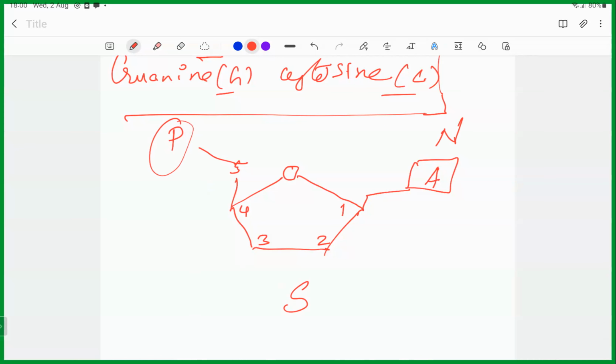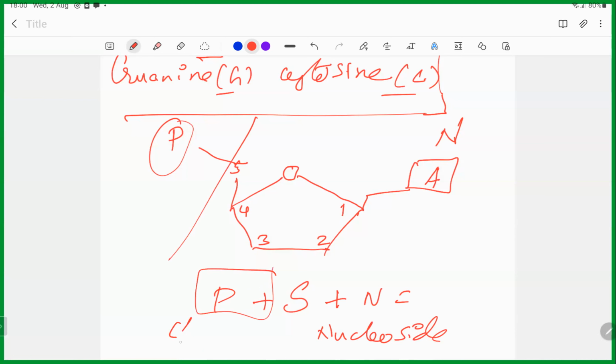And then I told you, if only sugar plus nitrogenous base is there, it is called a nucleoside. What is a nucleoside? Only sugar and nitrogenous base, no phosphate molecule. If phosphate is also there, then it is called a nucleotide. Can you understand? Nucleoside plus phosphate makes the monomer nucleotide.